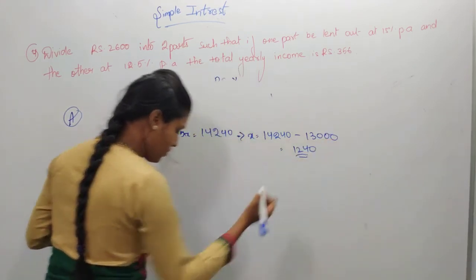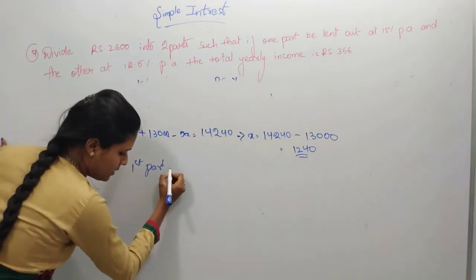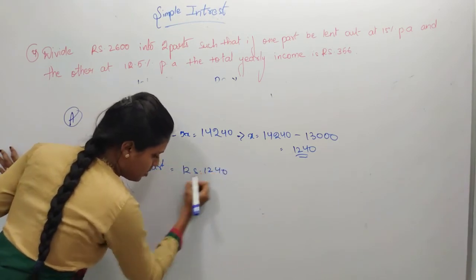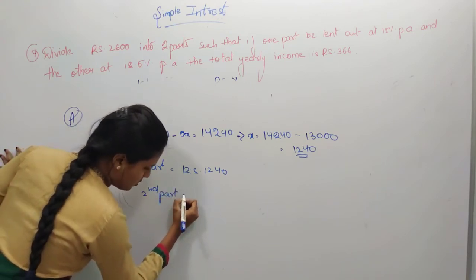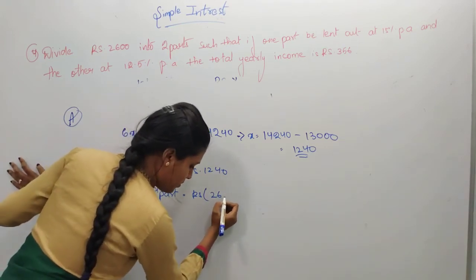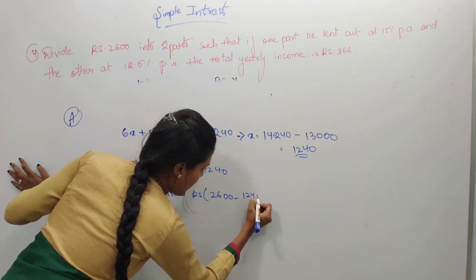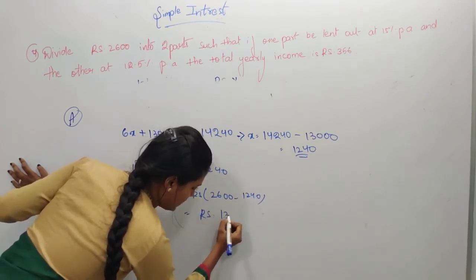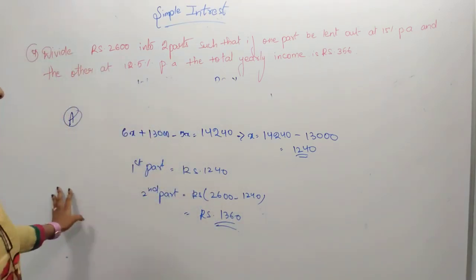What answer will we get? 1240. Now the first part is equal to rupees 1240 and the second part is equal to how much? Rupees 2600 minus 1240. By doing subtraction, what answer will we get? Rupees 1360. This is the final answer. Next, solve the next question.